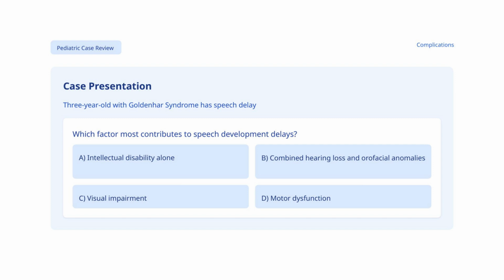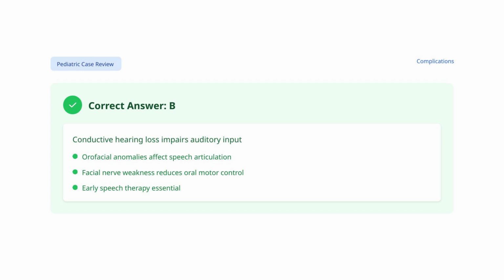A 3-year-old child with Goldenhar syndrome presents with significant speech delay. The question asks, which factor most contributes to speech development delays? Option A, intellectual disability alone. Option B, combined hearing loss and orofacial anomalies. Option C, visual impairment. Option D, motor dysfunction. The correct answer is B.